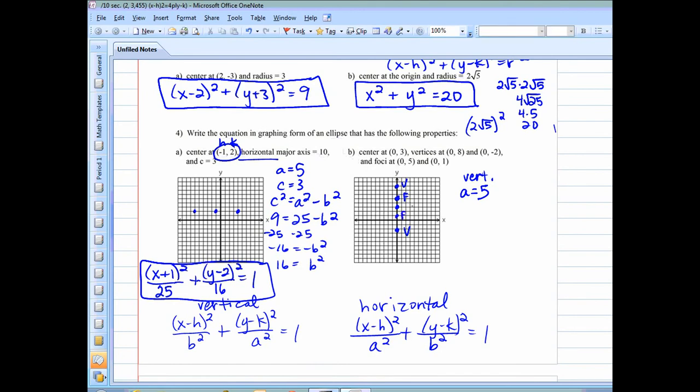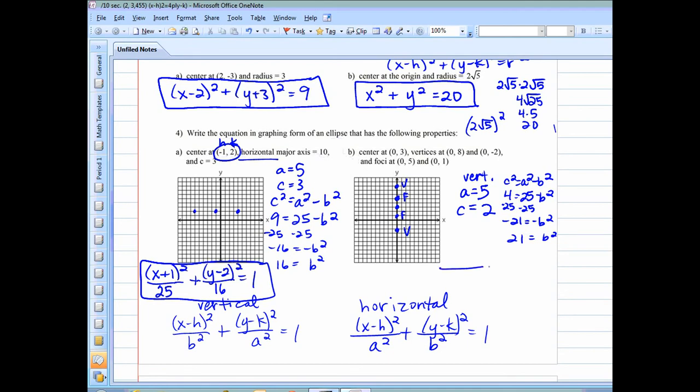And that's the focus. So from the center to a focus is the C value, which is 2. And I need to find b squared using our c squared equation, and that is 4 equals 25 minus b squared. Subtracting 25, I get negative 21 equals negative b squared. So b squared is a positive 21. And again, that's what I need to put in my equation.